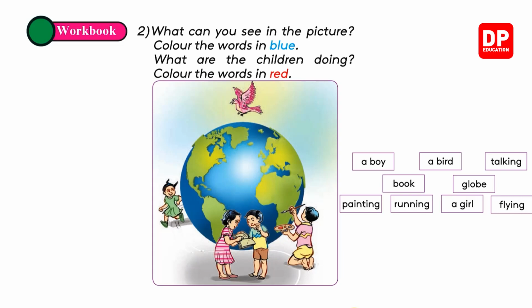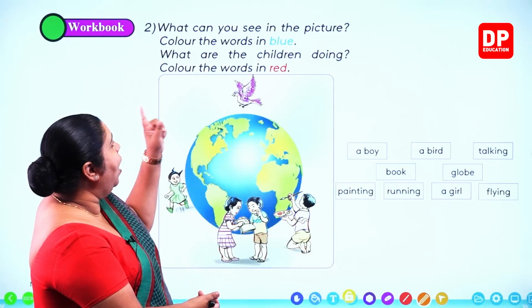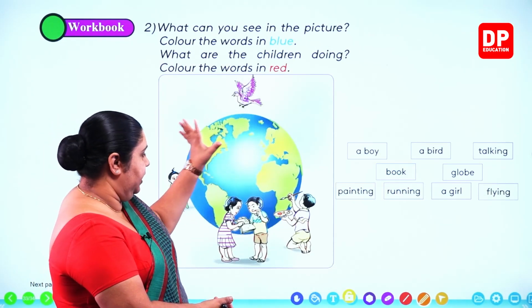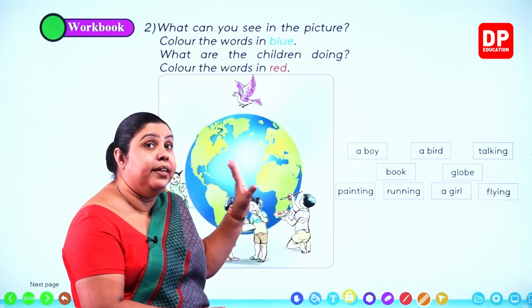Then we are moving on to the second activity in our workbook. What can you see in the picture? Color the words in blue. What are the children doing? Color the words in red. Now what do we have to do here? What can you see in the picture? First you have to look at the picture.